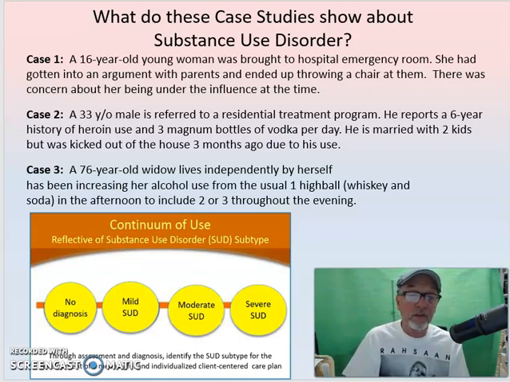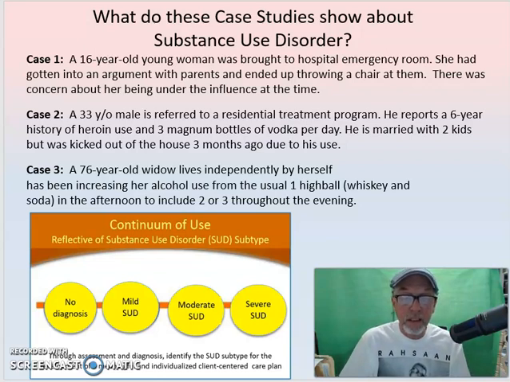Case 2 is a 33-year-old male referred to residential treatment. He told his intake counselor that he has a 6-year history of heroin use and he drinks 3 Magnum bottles of vodka per day. He's married with 2 kids, but was kicked out of the house 3 months ago due to his drugging and drinking.